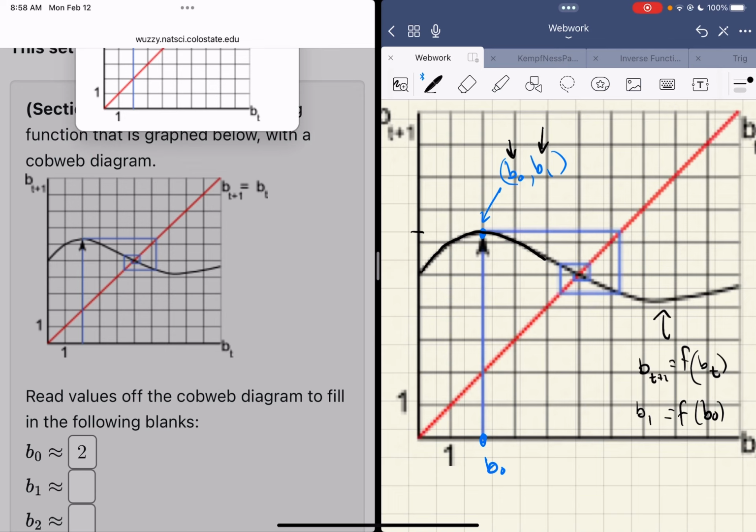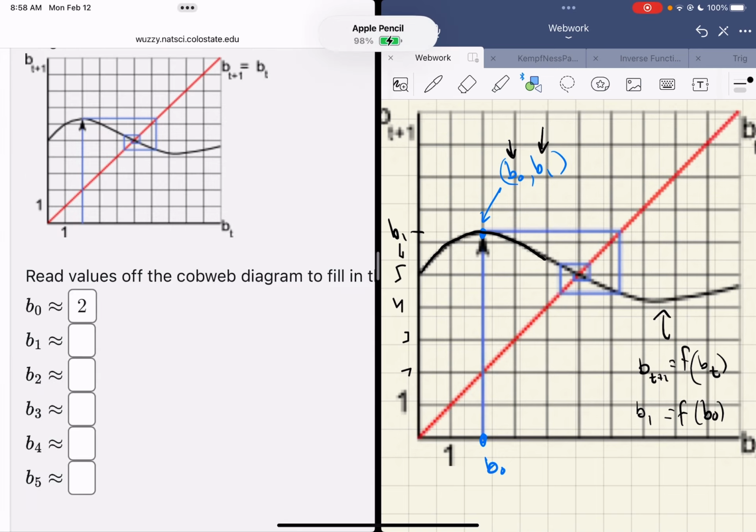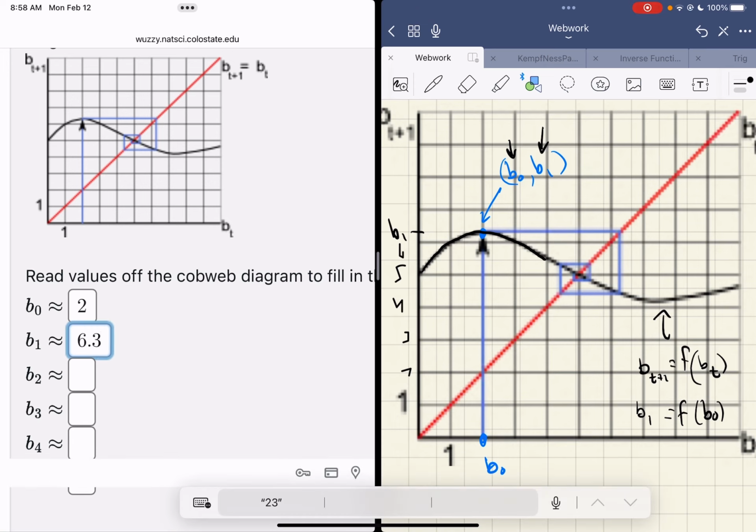Okay, so then this is b sub 1, and let's see, this is 2, 3, 4, 5, 6, and a little bit. All right, so we'll just say like 6 1/4 or something. I don't know, I'll just say 6.3. I bet it'll accept it.